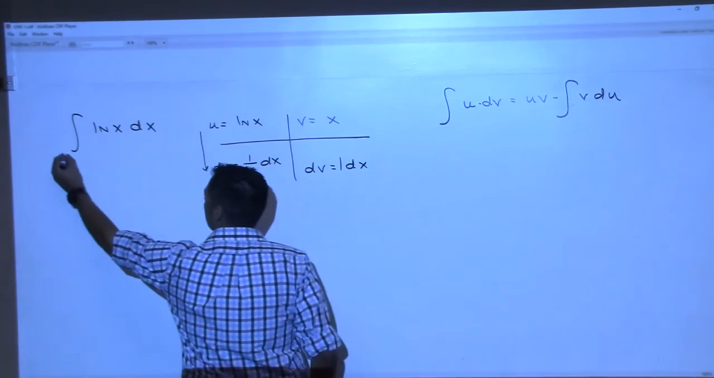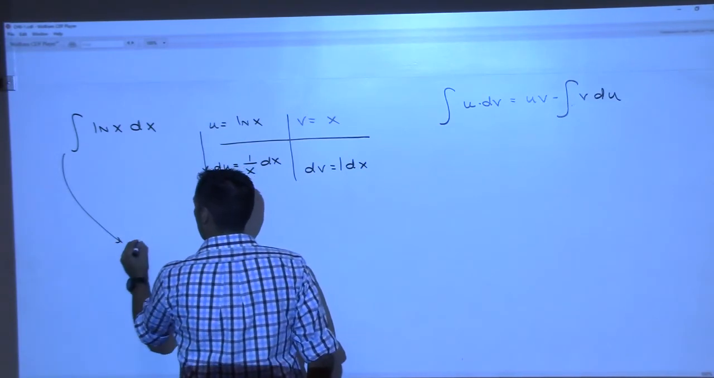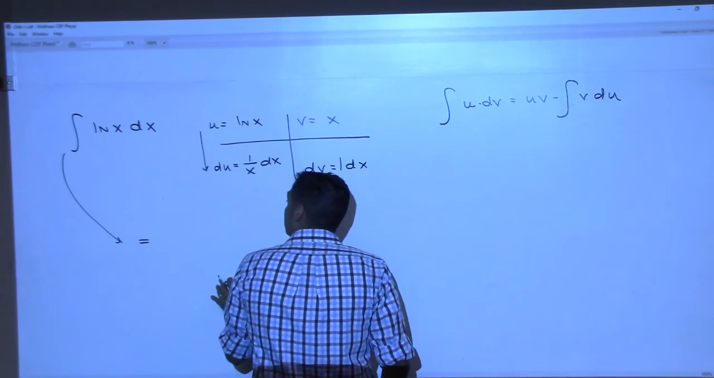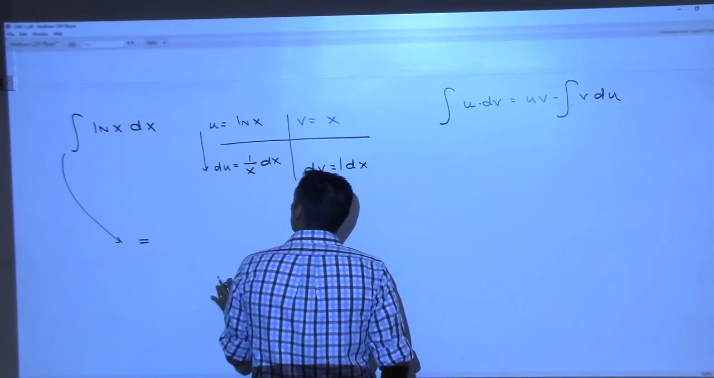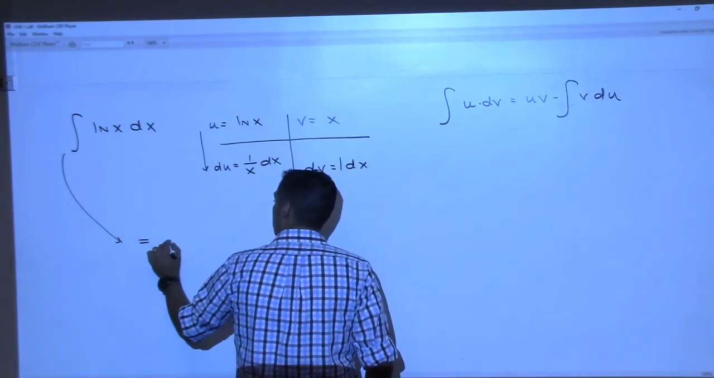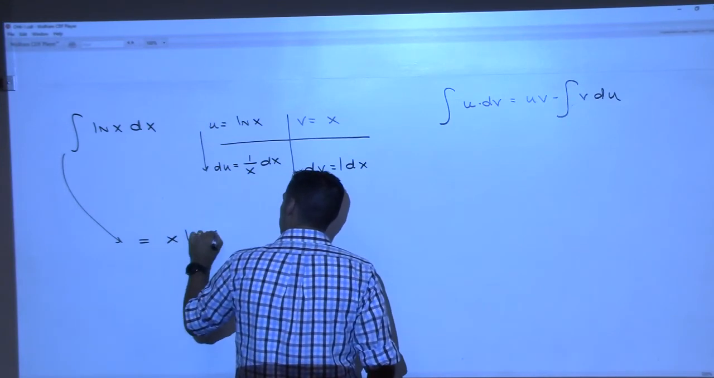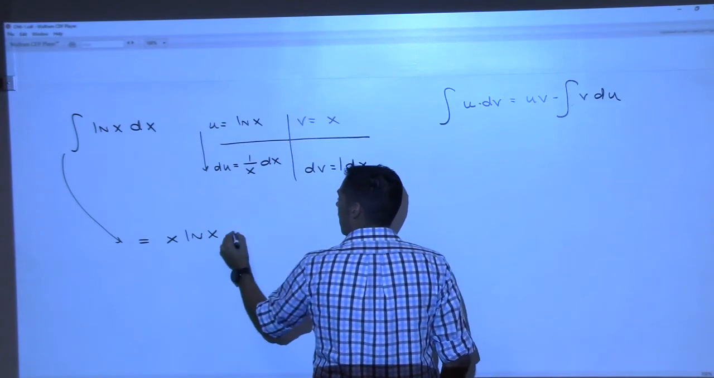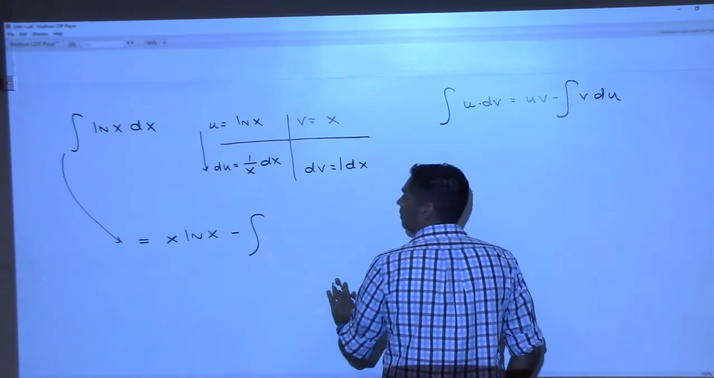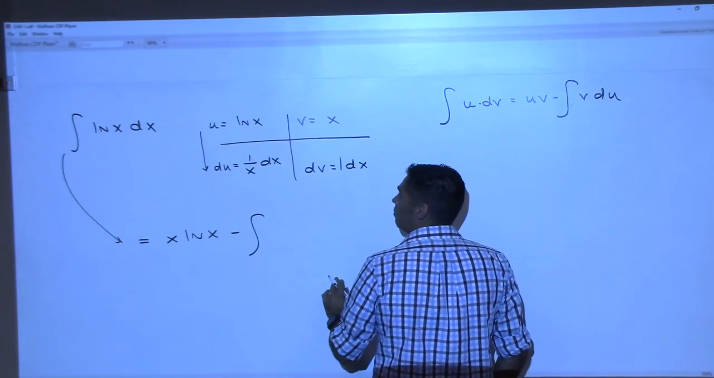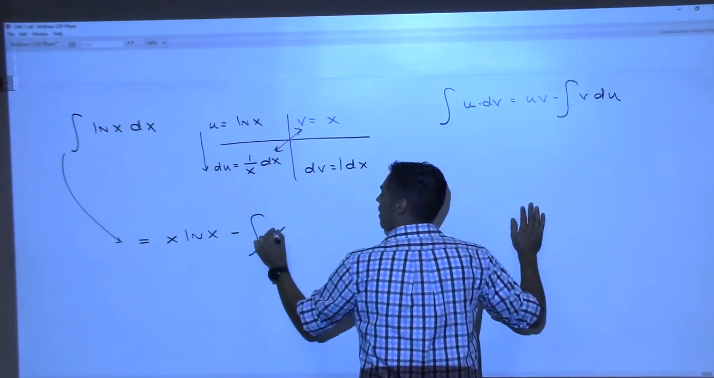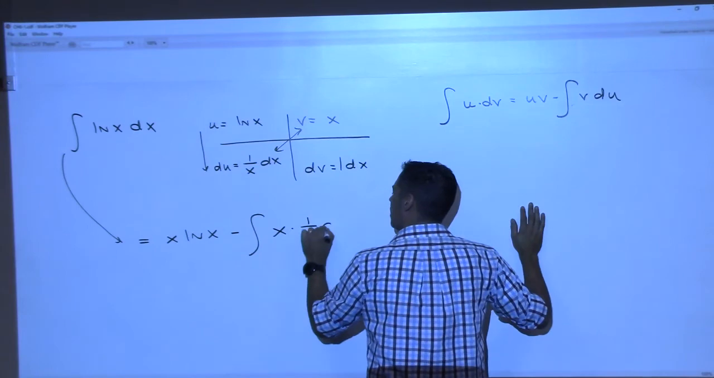So according to the integration by parts formula, we have what? u times v. What's u times v? Natural log x times x, which I'm going to write x natural log x, if that's okay. And then we have minus integral of v du, right? These diagonals multiplied. So x times 1 over x dx.